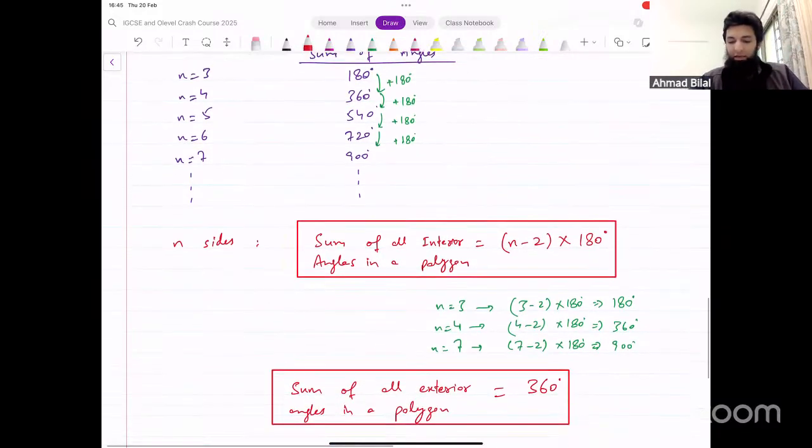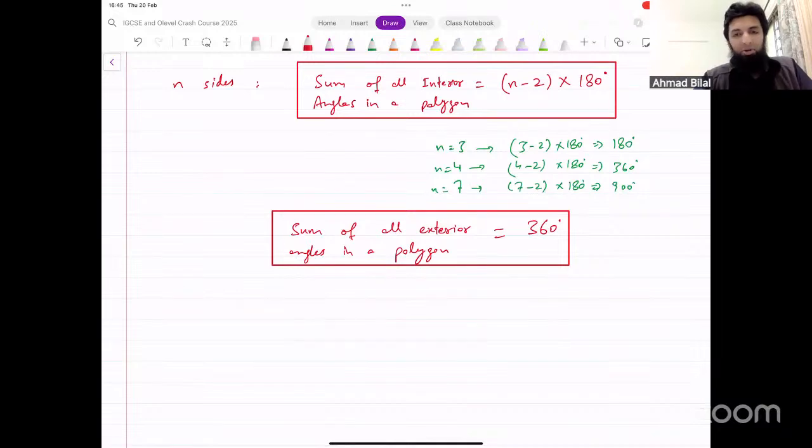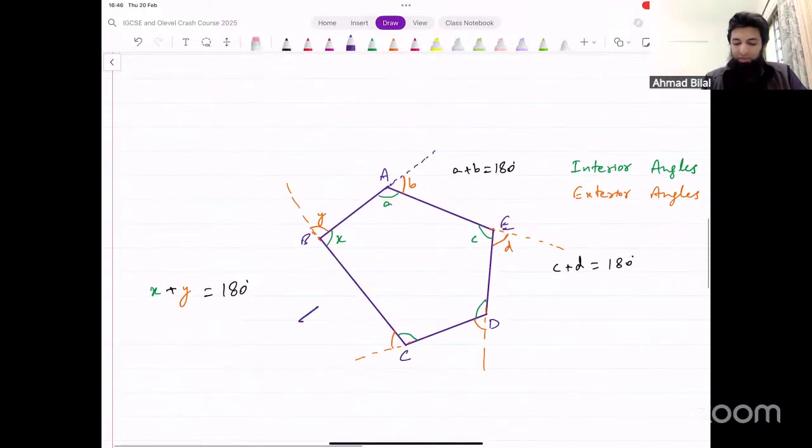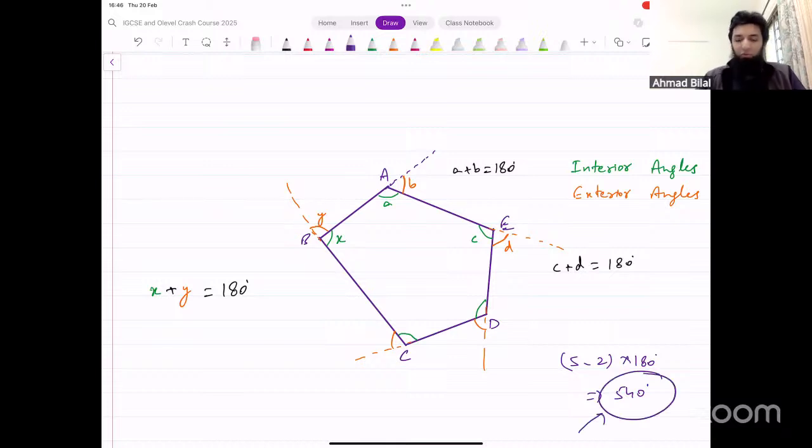Now, in any random polygon, we cannot find the angle of one particular point if we do not have any additional information. For example, it's a pentagon. We know that the sum of all angles is going to be 5 minus 2 times 180, which gives us 540. That means if I were to add all of these green angles inside, their sum is going to be 540. But I don't know what the value of X is going to be, what the value of A is going to be, what the value of C is going to be. These are all different angles. We don't know what each particular angle is going to be.